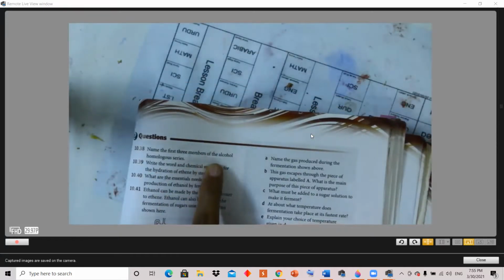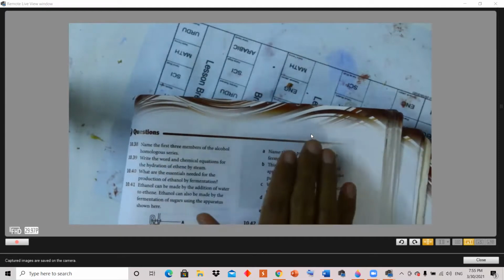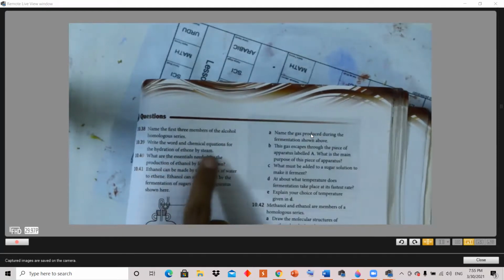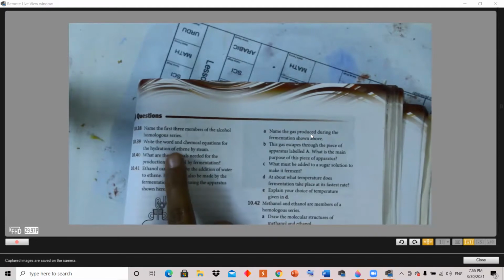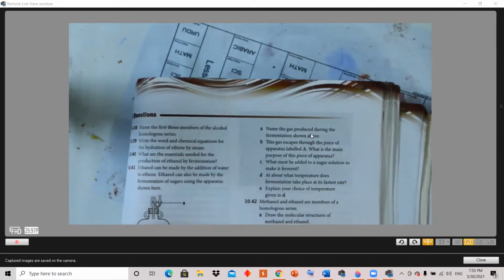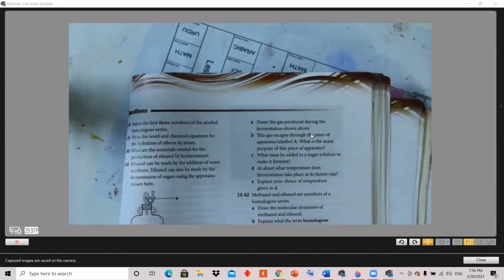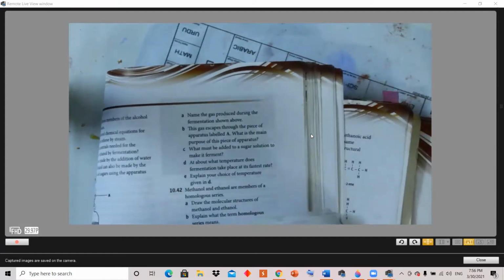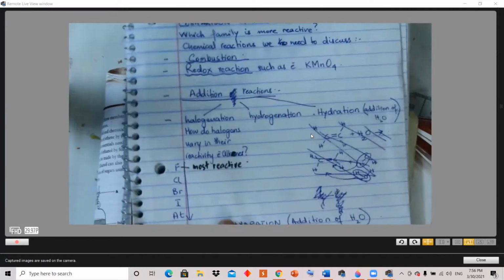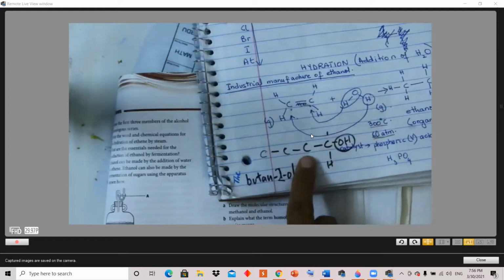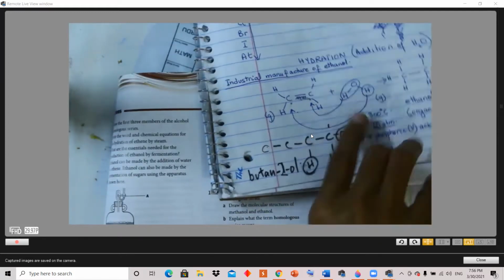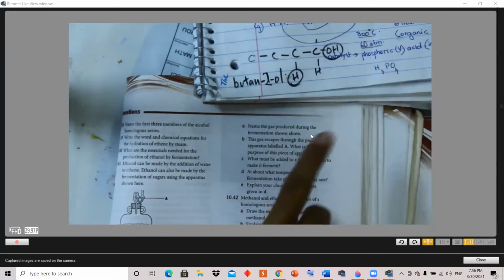Name the first three members of the alcohol homologous series. We have done that, right? Write the word and chemical equations for the hydration of ethene by steam. This is the same as that ethene hydration equation, remember? This is what they're asking for. So you can just write: ethene plus water gives us ethanol. That will be the word equation.